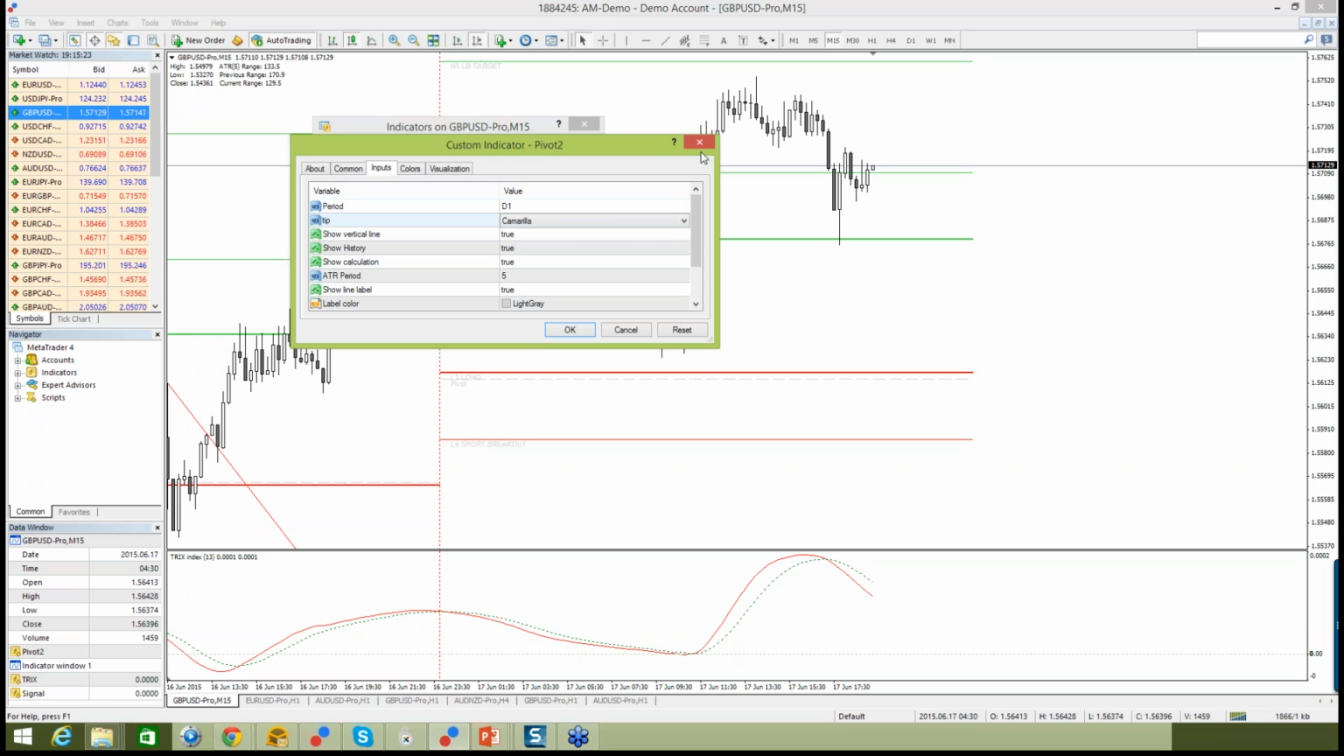And guys, now just to be sure, let me pause the screen. Do not be confused, guys, this is not the Camarilla MACD system, okay? This is the Camarilla indicator, okay?